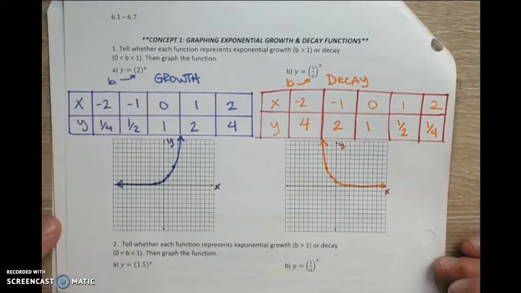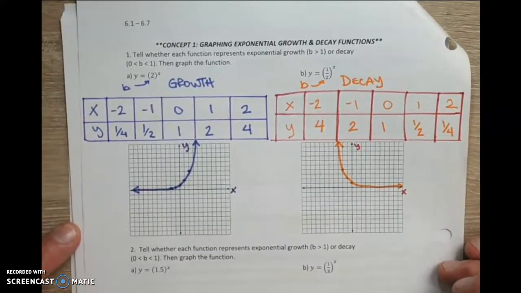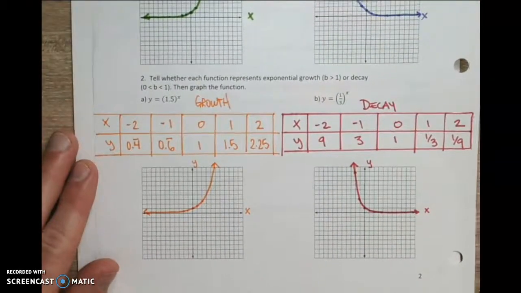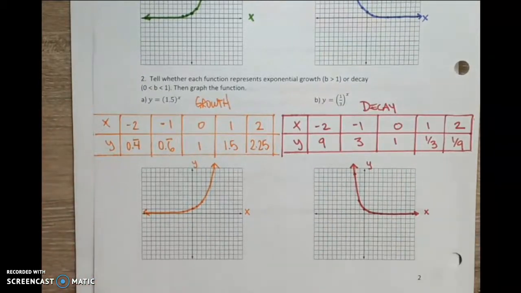Alright, you guys. I want you to try number 2, A and B. See if you can graph these two functions. I'm going to go ahead and pause so you can take a look at the answer here. Or you pause, please, so you can finish those, and then I'm going to show the answer. Here we go. Here are the answers to number 2.